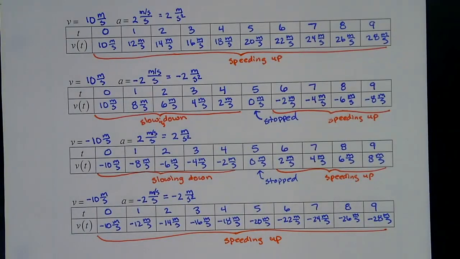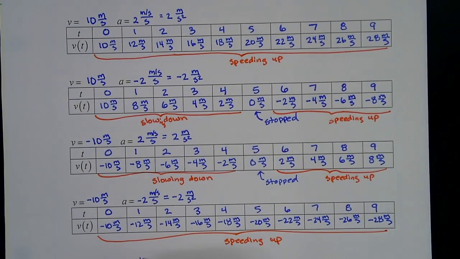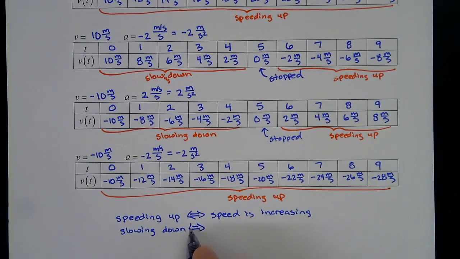Okay, so I always do this every year. What's causing us to speed up and what's causing us to slow down? So if you have an understanding of this, you can tell me why we're speeding up or why we're slowing down, okay? So I should say this: speeding up is equivalent to speed is increasing, and slowing down is equivalent to speed is decreasing.